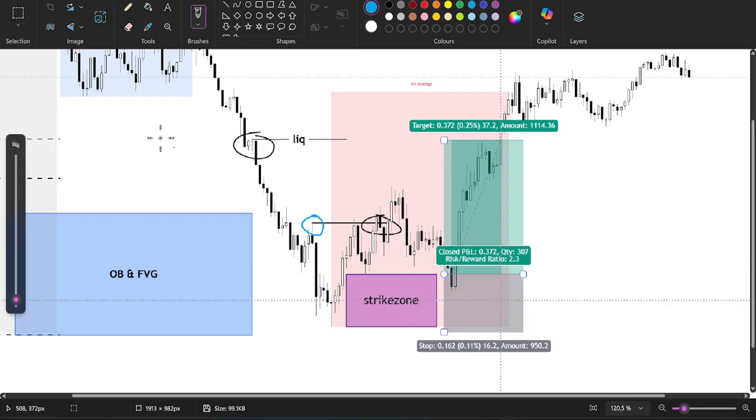So it was M5, a limit entry, and strike zone is where I put my trade, and it's like, okay, we're going in, right? Yeah, that was that, I think.